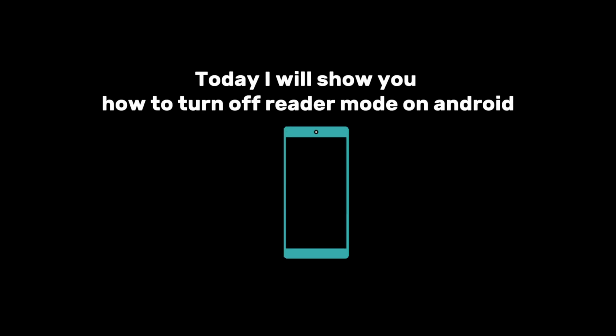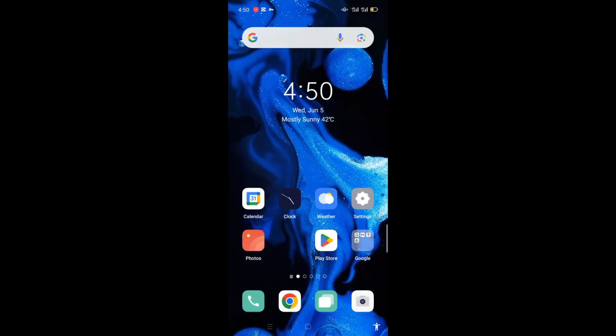Today I will show you how to turn off reader mode on Android. So what you have to do is simply open the phone settings on this Android device.